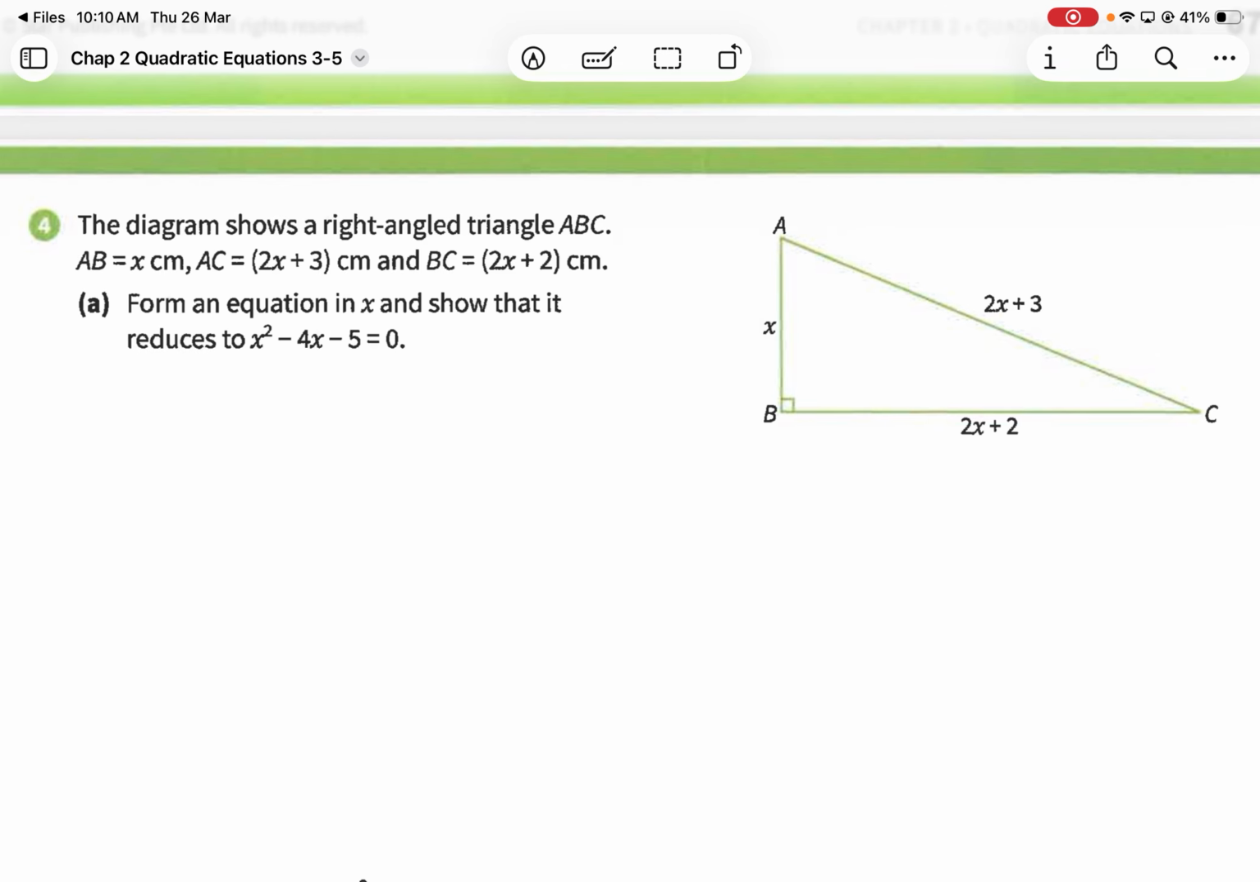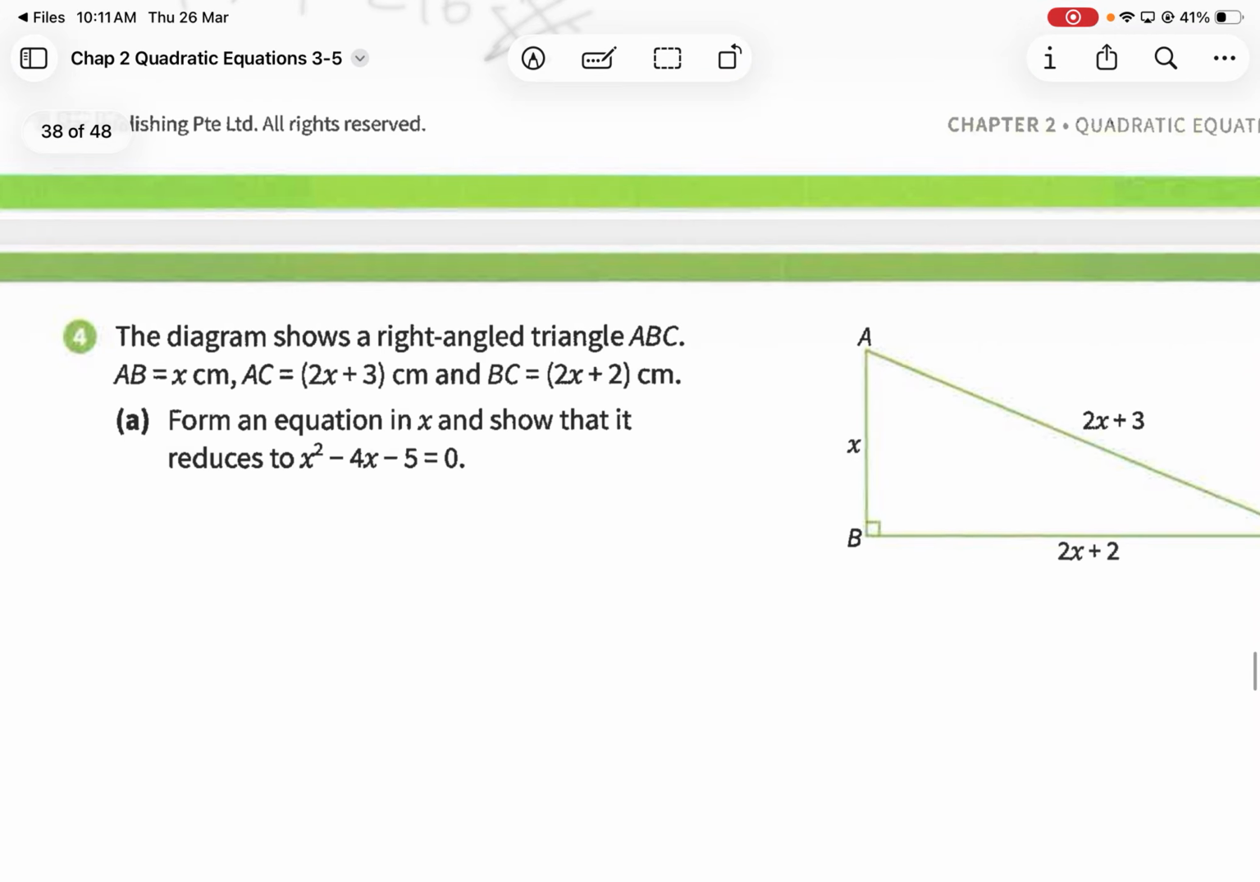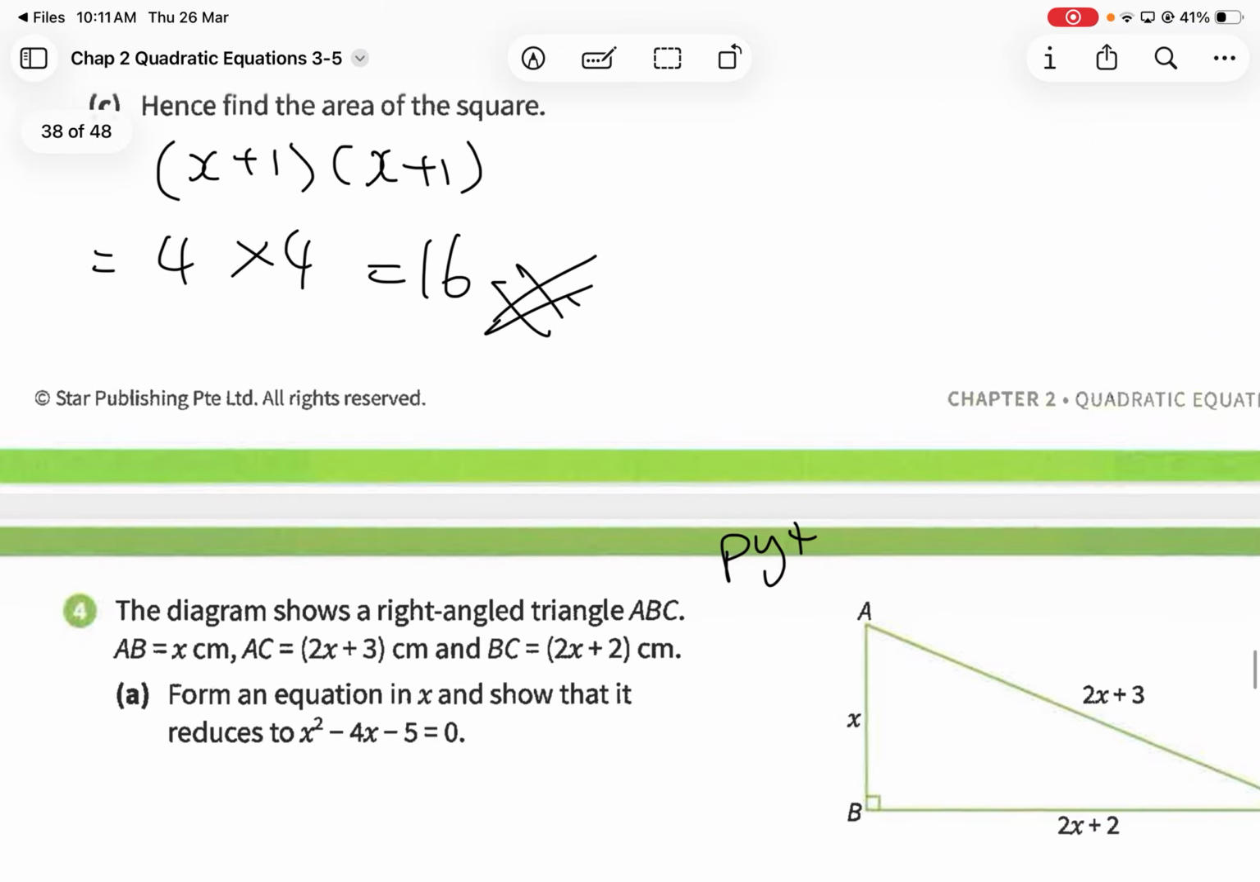You have this diagram. They tell you this is a right angle triangle. Then they want you to form an equation in x. Right angle triangle, we always think about, whenever I have a right angle triangle, Pythagoras must come to my mind.